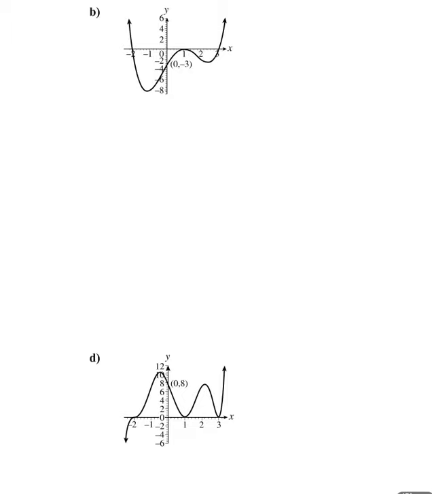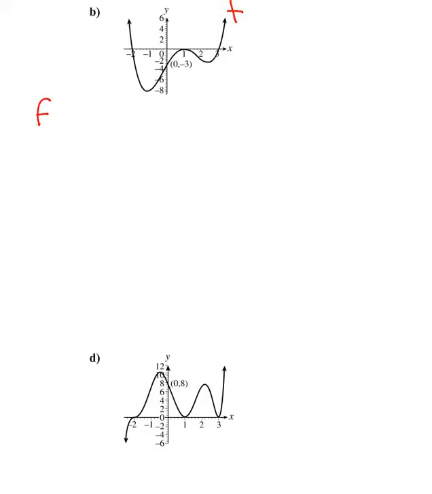Determine the equation of a polynomial that fits the following graphs. So first we're going to look at b, and we know that the leading coefficient has to be positive because the graph rises on the right. So the leading coefficient is going to be positive.